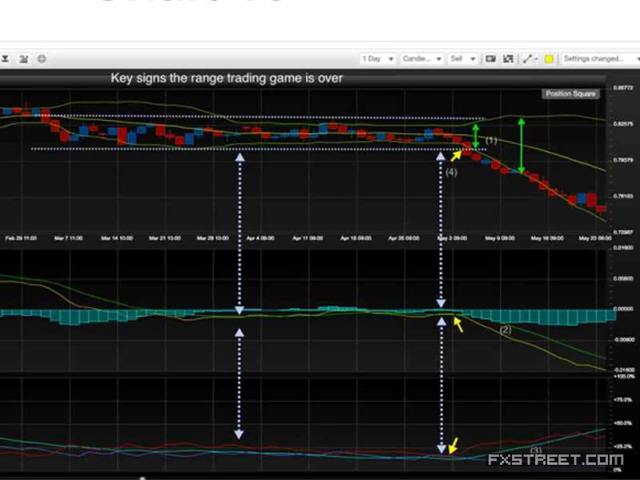Some other things that you might want to look at. You can look at the Bollinger Bands here. We can see compression of the bands during the range, expansion of the bands when the range is breaking. That's a key thing to look for with Bollinger Bands.